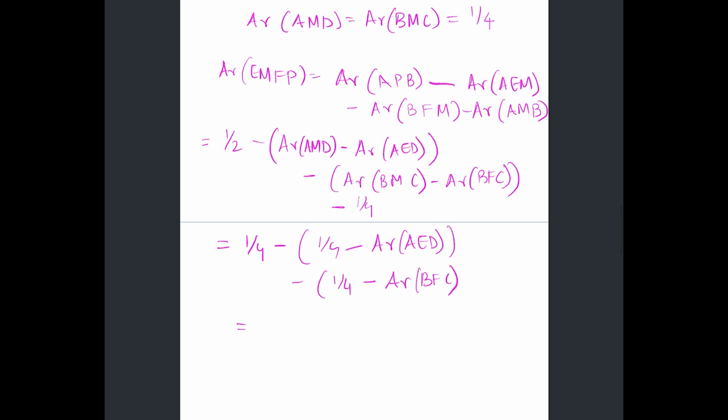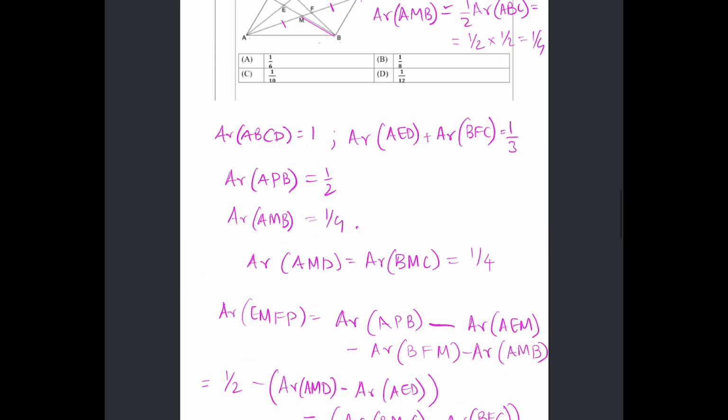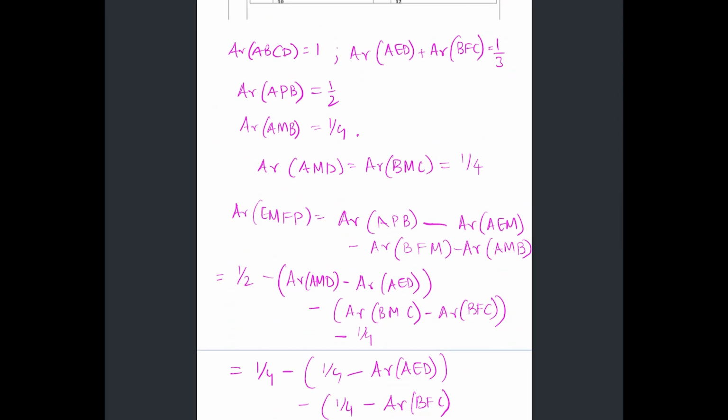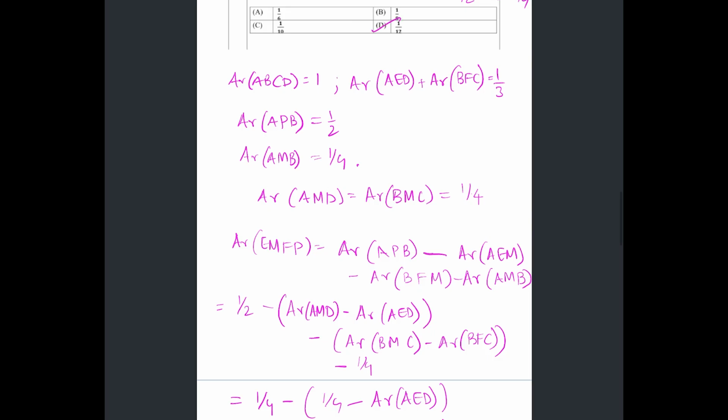So this equals 1 by 4 minus 1 by 4 minus 1 by 4 plus area of AED plus area of BFC. It's given in the question that the sum of these two areas is 1 by 3. So 1 by 3 minus 1 by 4 gives us 1 by 12. So the answer to this question is option D, 1 by 12. Okay, let's move on.